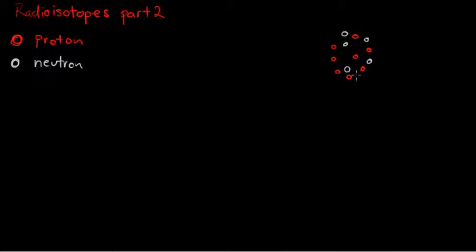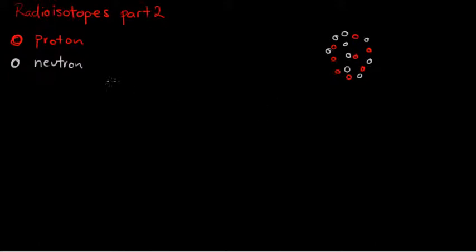Hello again, this is Radioisotopes Part 2. In the last video we looked at the nucleus of copper, and I'm not going to draw all the protons again, so I'm denoting these red circles as a proton and the grey ones as a neutron. So we have neutrons in the nucleus here as well.